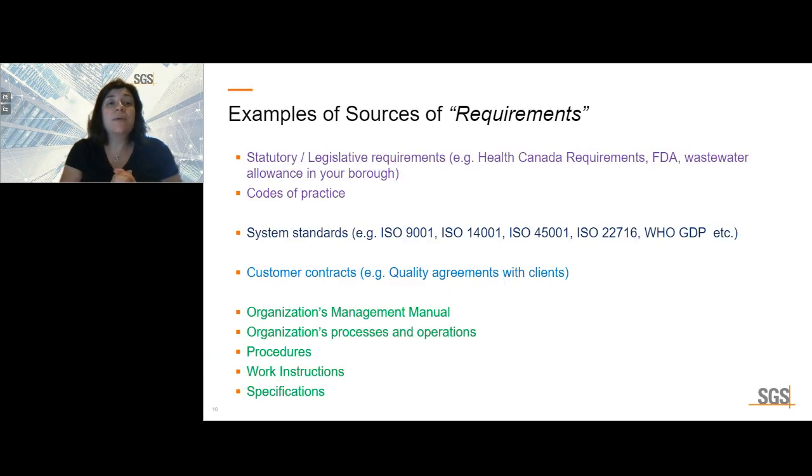So these are some examples of sources of requirements. I just briefly went over them in the previous slide, but this is definitely worth keeping as a memo. Keep it on your desktop or on a pad of paper, and constantly ask yourself these questions. Whenever we're talking about nonconformances, am I breaking any rules with regards to statutory or legislative requirements, system standards, customer contracts, or agreements that are in place? And then finally, everything that is system-based within your company.